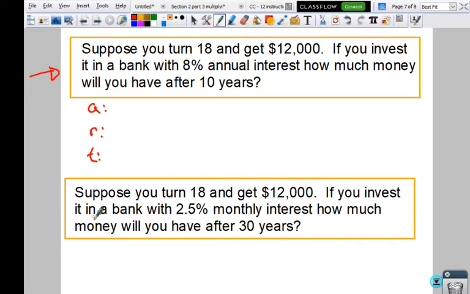If you guys finish the first one quick, do the second one. You're gonna do them both. The second one's a little sneakier though. If you finish the first one real quick, do the second one. Monthly interest. 30 years, but it's monthly.